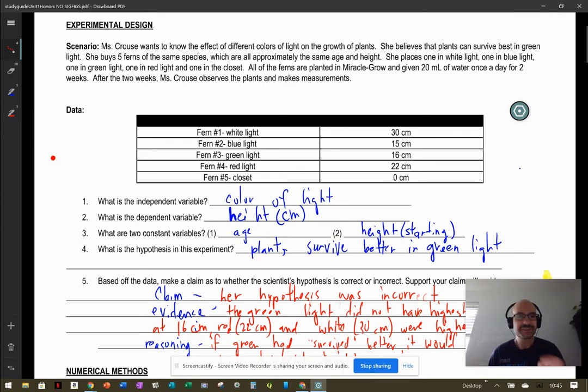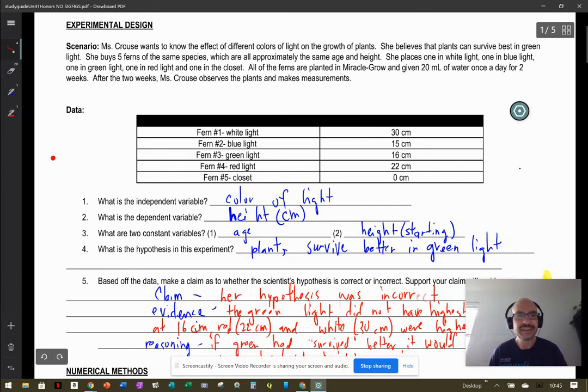So the independent variable, what we are changing, is going to be the color of light. So whether it's white, blue, or green, or no light, in a closet, the no light would be our control. But out of those different colors of light, which one would make it grow higher? And we're using height as an indication of survival, apparently. So what's the independent variable?